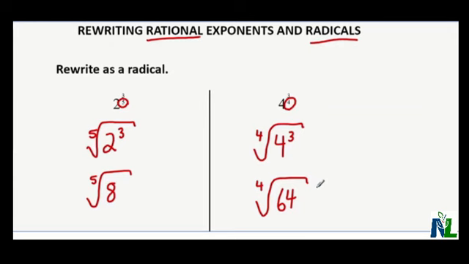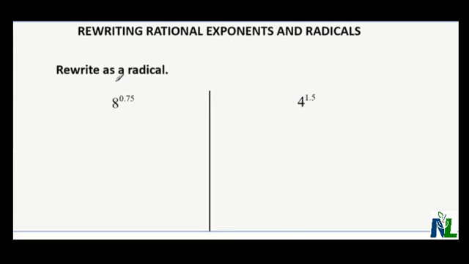Now sometimes you'll have exponents that are written as decimals instead of fractions. We need to turn them into fractions first. So 0.75 is the same as 3/4. So now we have 8 to the exponent of 3/4. The denominator of your exponent becomes the index, and we're left with 8 cubed.